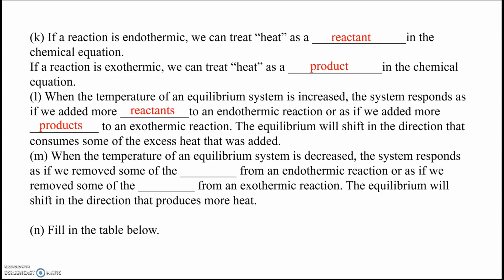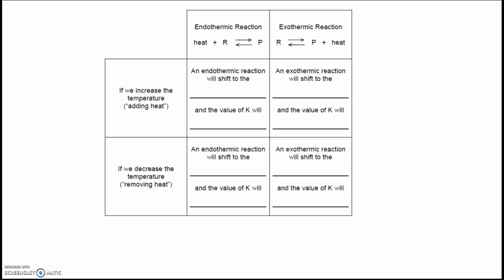So when the temperature of an equilibrium system is decreased, the system responds as if we've removed some of the reactants from an endothermic reaction or some of the products from an exothermic reaction, and it will shift in the direction that produces more heat. So now we need to fill in the table below. That's on the next slide, but you see it in your notes.